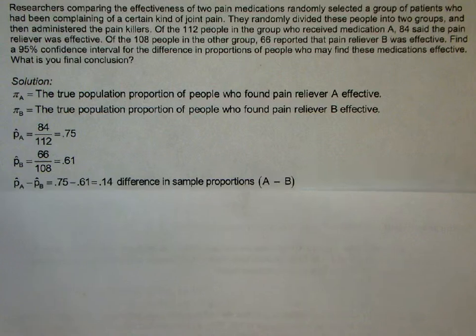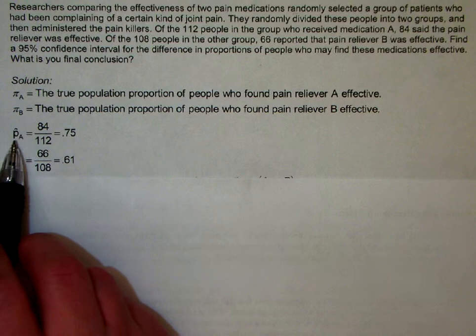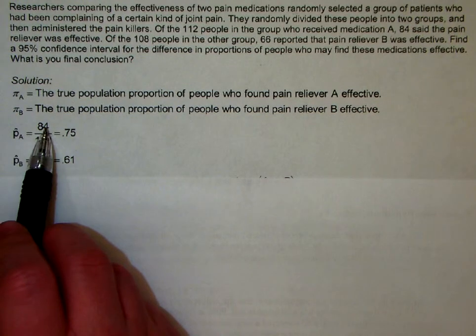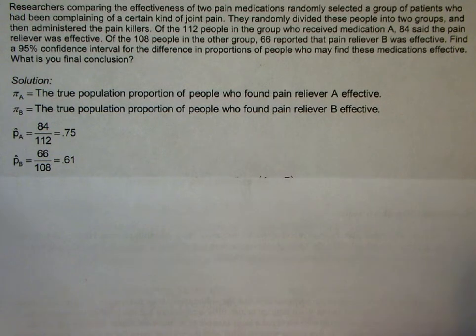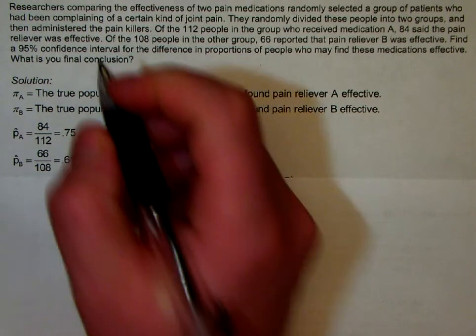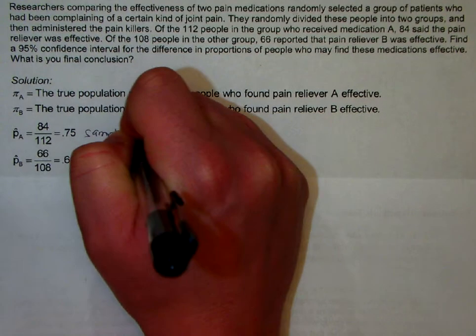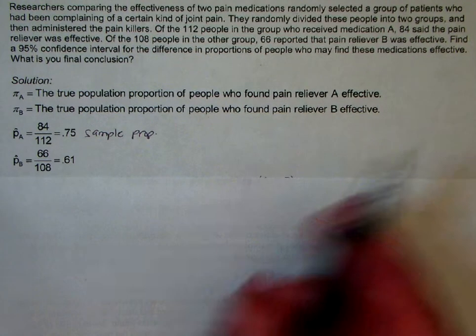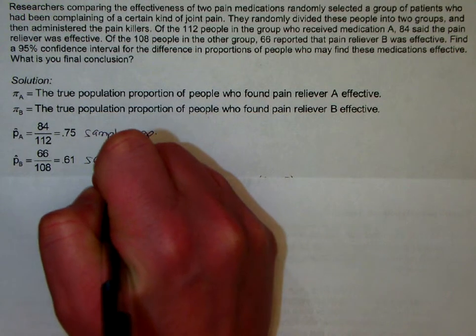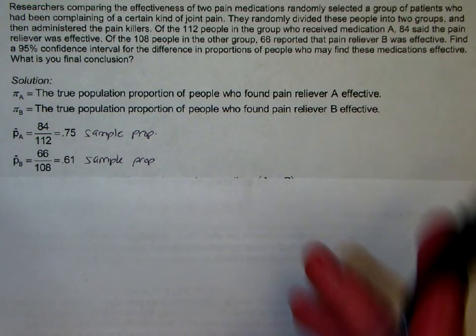Now the next variables down here, these are all coming from the samples. So I've got p hat A, this is for pain reliever A, so 84 out of 112. Now notice I did not write the words because I don't have to. It's only the Greek letters that have to be defined. But this is the sample proportion, so let's even write that just so you guys can see. Sample proportion of people who found pain reliever A effective. This is the sample proportion of people who found pain reliever B effective. So you don't have to define that.